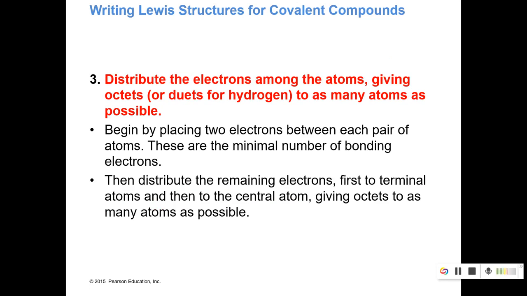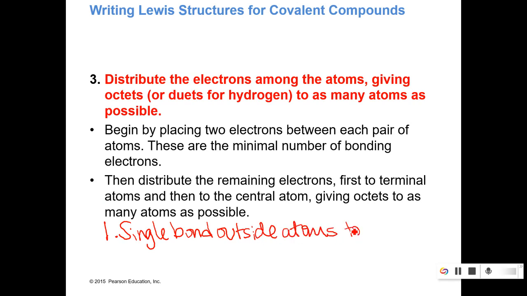All right, distributing the electrons. Y'all, this is step 3, distribute electrons. After you distribute electrons, it says begin by placing 2 electrons between each pair of atoms. So really the first sub-step after you distribute them, or while you're distributing them, is to single bond outside atoms to center atom.